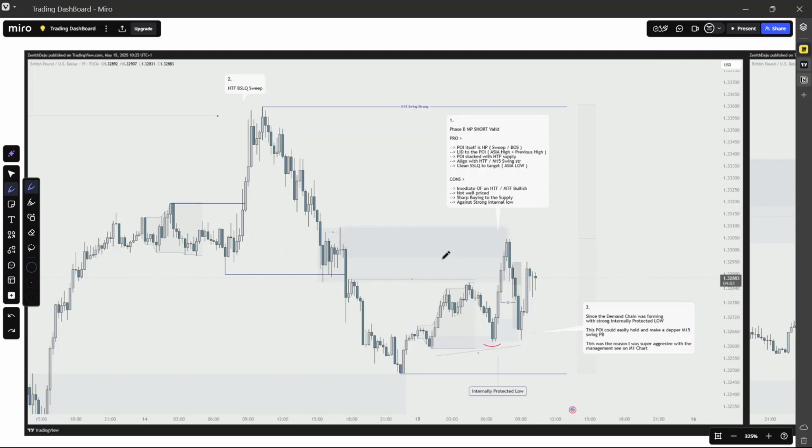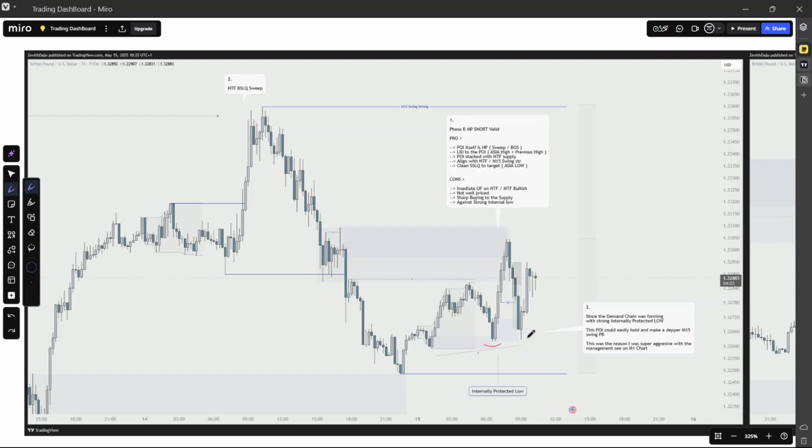Talking about the structure and supply and demand, from those two perspectives, the structure was signifying that we do have this low that was a protected low, because it took this fractal high right here. So this might be protected and this can push higher. That was also supported by supply and demand, because here we do have that demand chain that was being formed. And I was really concerned about these two things.